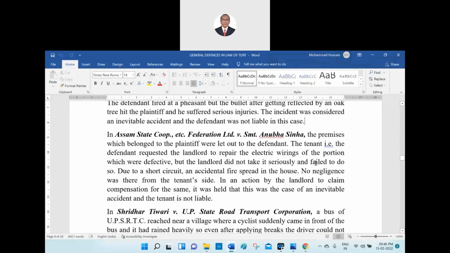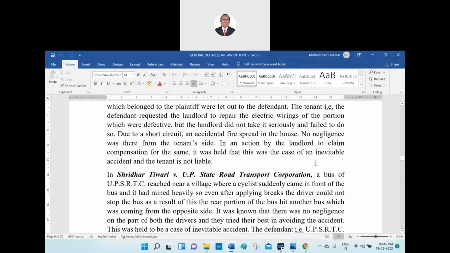So because the wiring is not proper, it got a short circuit and the house is burnt. That means the tenant is held liable? Sorry, the tenant is not liable, because he informed the landlord several times, but the landlord did not repair or replace it. Hence, it is an inevitable accident. Which one is it? Assam State Cooperation Federal Limited versus Smt. Anubha Sinha. That is the case law.